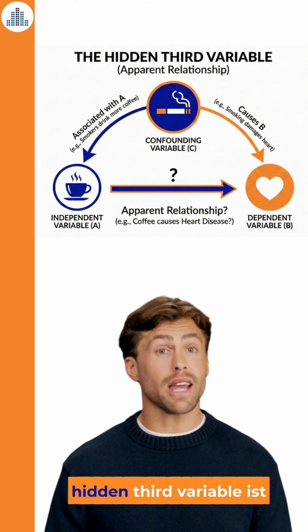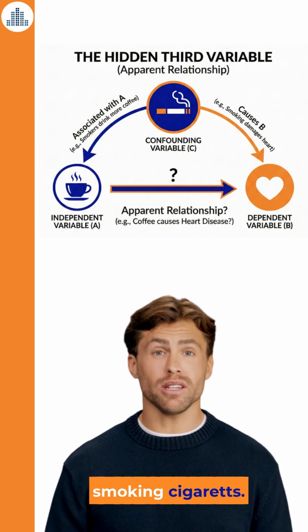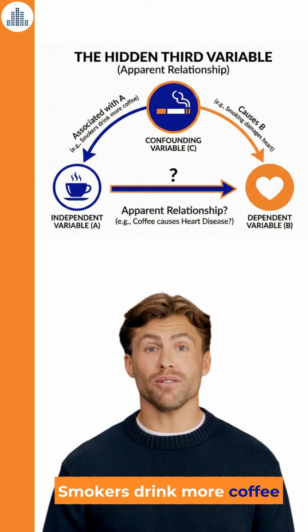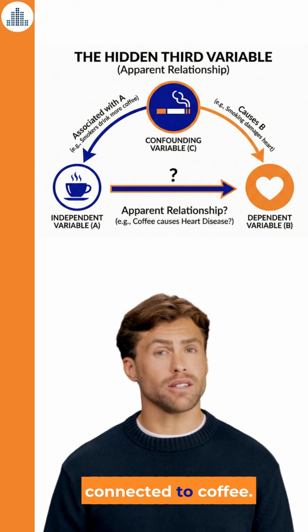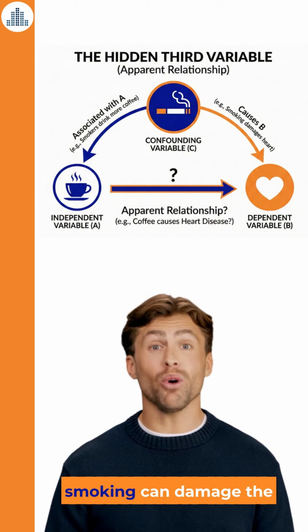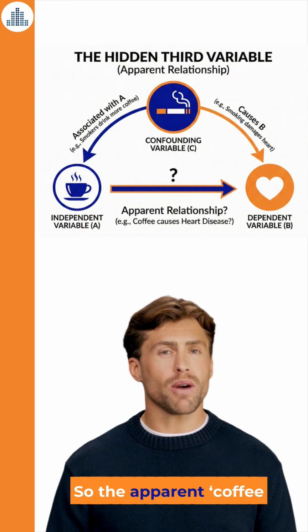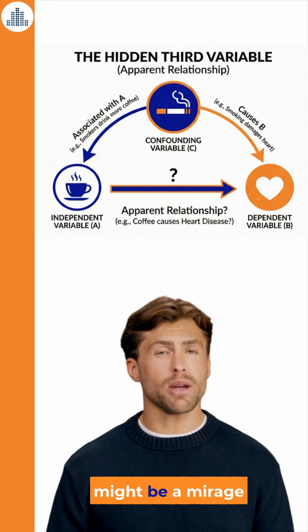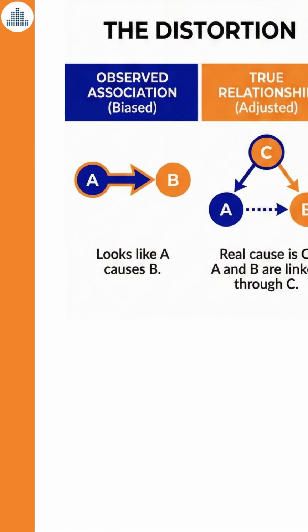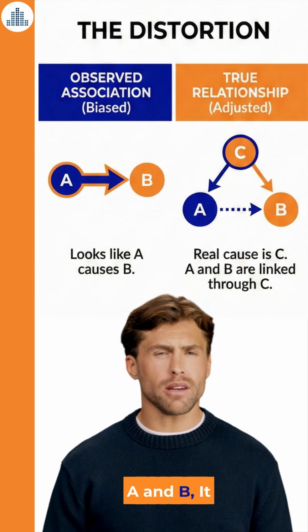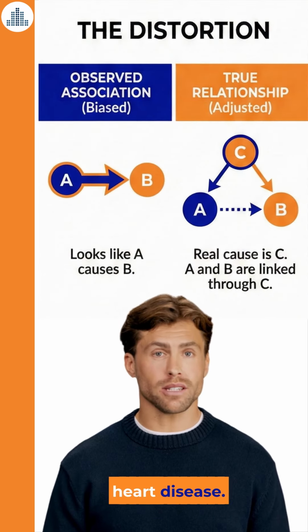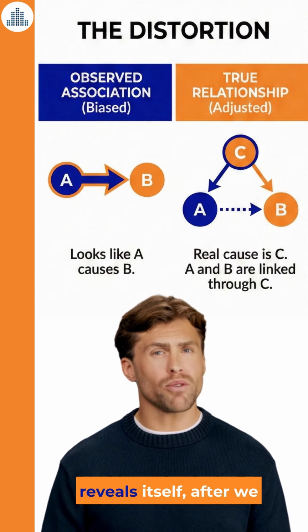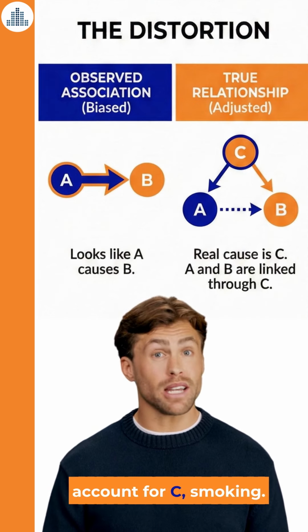In our case, the hidden third variable is smoking cigarettes. Smokers drink more coffee, so smoking is positively connected to coffee. At the same time, smoking can damage the heart, so the apparent coffee-heart disease link might be a mirage created by smoking. If we only observe A and B, it looks like coffee causes heart disease. The true relationship only reveals itself after we account for C, smoking.